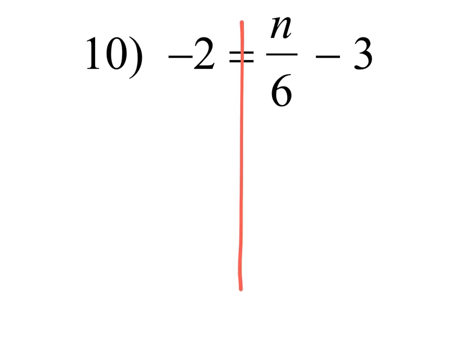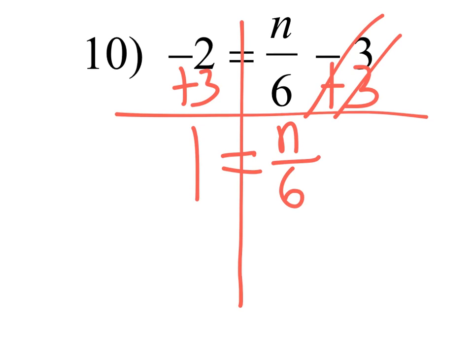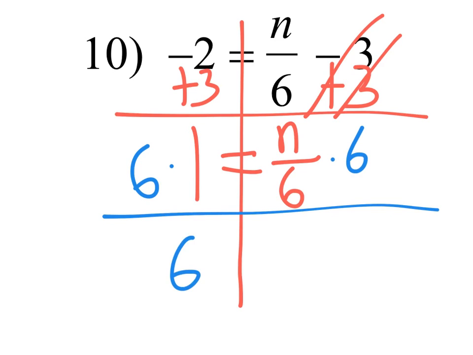Number 10, line down the equal side. Got to get rid of the 3, so I'm going to add 3 on both sides. These two cancel out. Negative 2 plus 3 is going to be 1, a positive 1. Left with n over 6 on the right side. We need to undo the division, so we're going to multiply both sides by 6. 6 times 1 is 6, and we are left with just n on the right side.